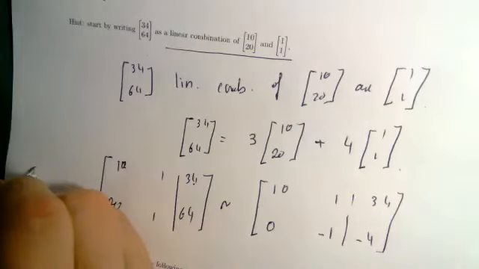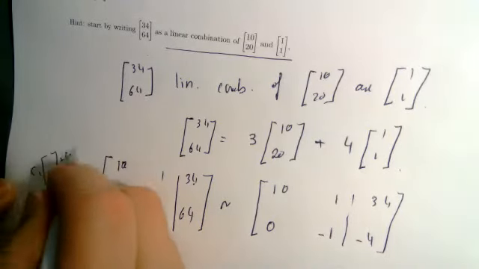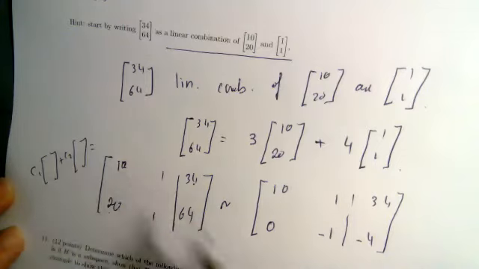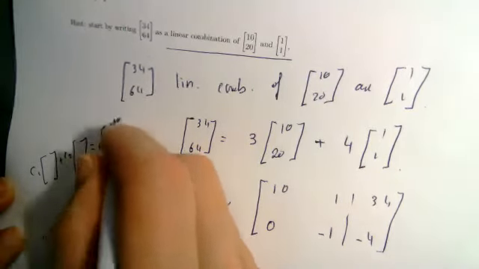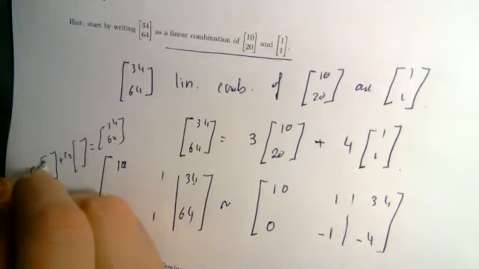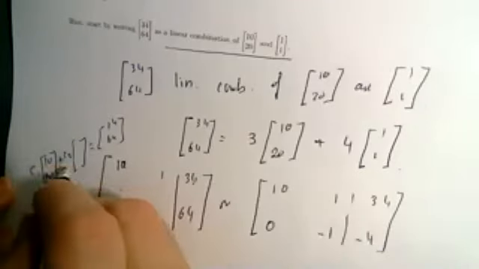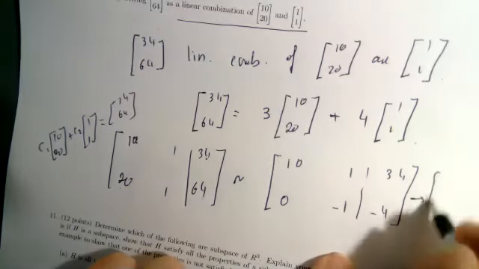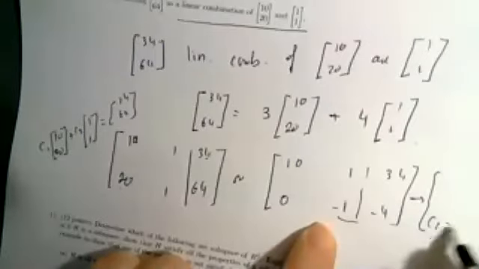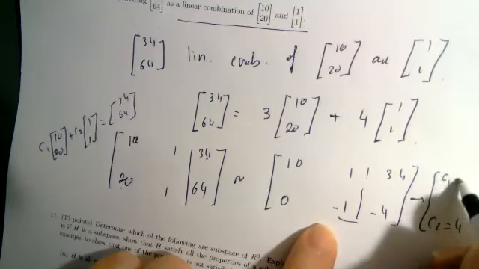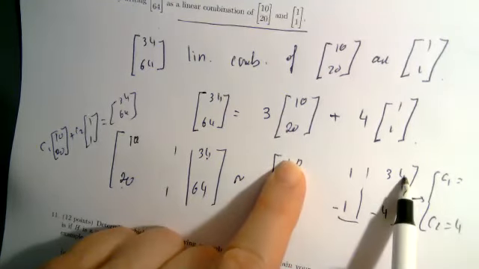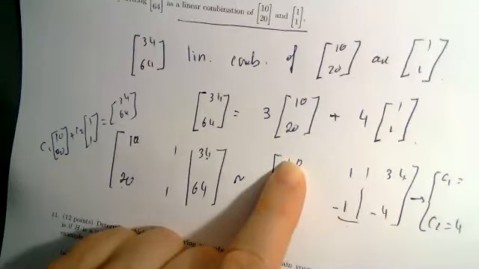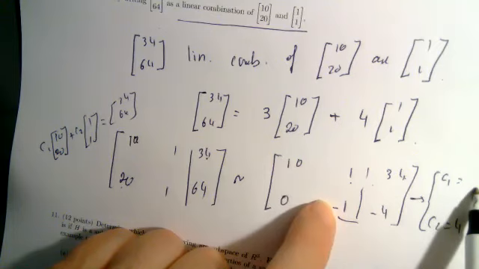So basically I'm solving C1 times (10, 20) plus C2 times (1, 1) equal to (34, 64). These are my weights, (10, 20) and (1, 1). So I'm basically solving the system. Immediately we realize my C2 is going to be a 4, and my C1 is going to be, we have a 34 from here, and you're going to add the, no, something is wrong.